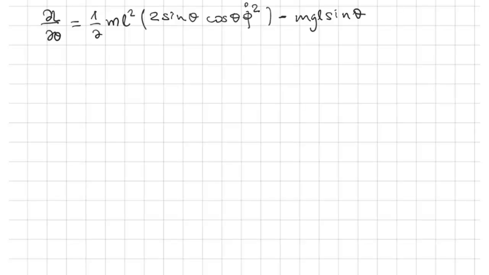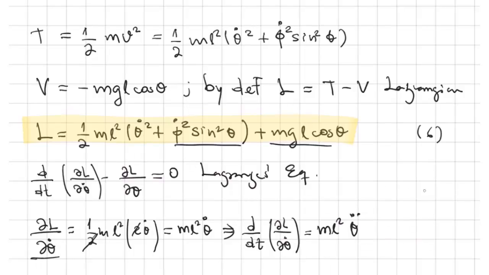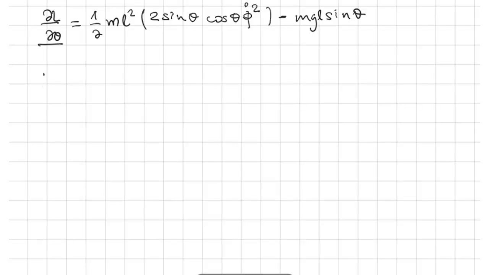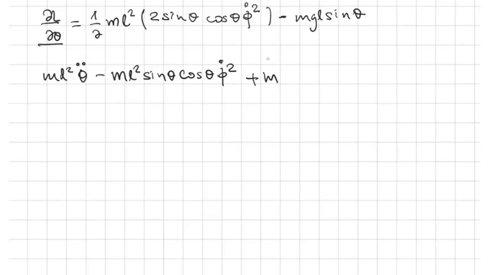So the Lagrange equation, we replace those two terms into the Lagrange equation for θ, and we get mL²θ̈ minus mL² sine of θ cosine of θ φ̇² plus mgL sine of θ equals 0.